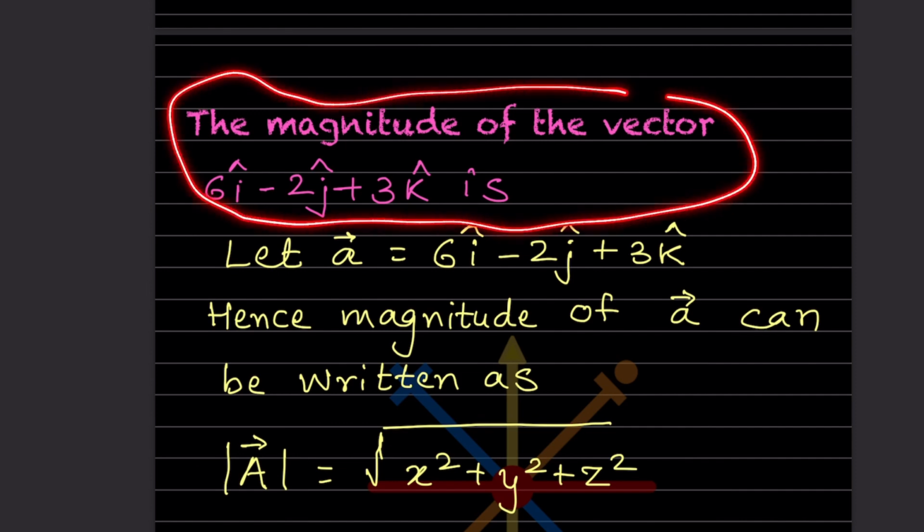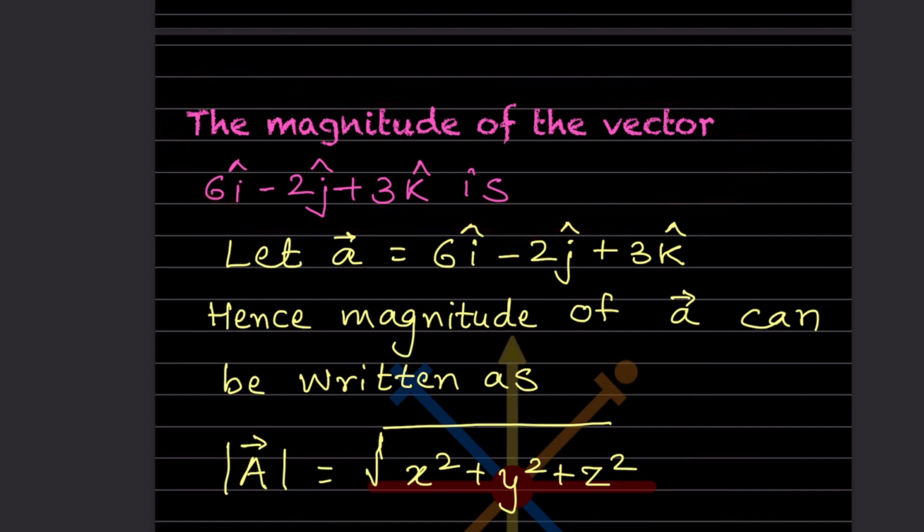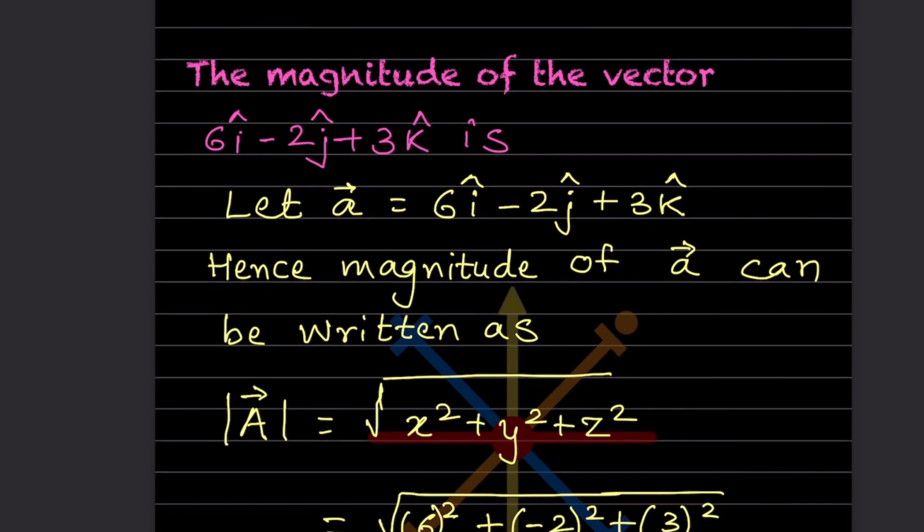The magnitude of the vector 6i minus 2j plus 3k is. So what is this denoted as? This is called the unit vector. So what is it? We have to find out the magnitude of it. So now let us consider this small a as 6i minus 2j plus 3k. Hence we can say the magnitude of a can be written as.